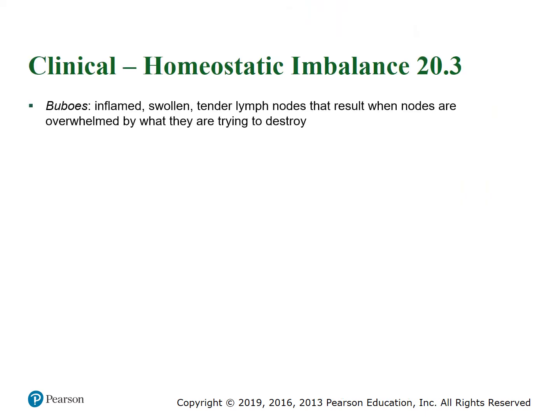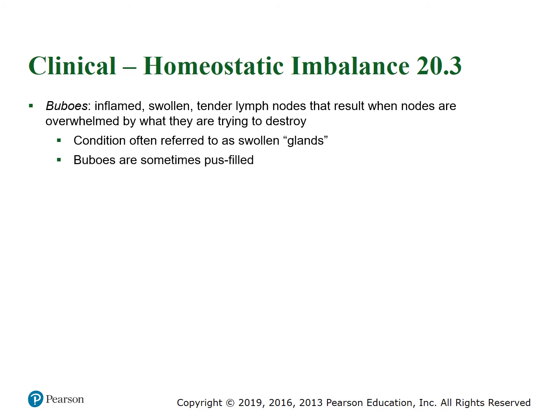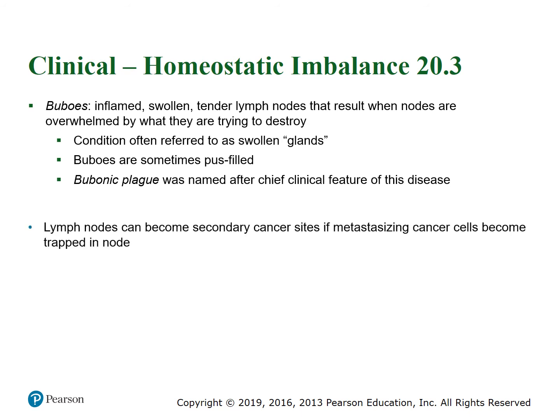Okay, so if we look at dysfunctions of the lymph nodes, buboes are inflamed lymph nodes that result when these nodes are overwhelmed by what it is that they're trying to destroy. So really extensive infection, and this is actually where you get the name bubonic plague. So this condition often gets referred to as swollen glands. Sometimes these buboes get pus-filled, and again, bubonic plague was named after this feature of this disease.